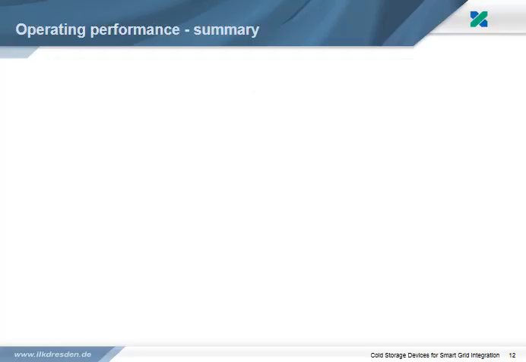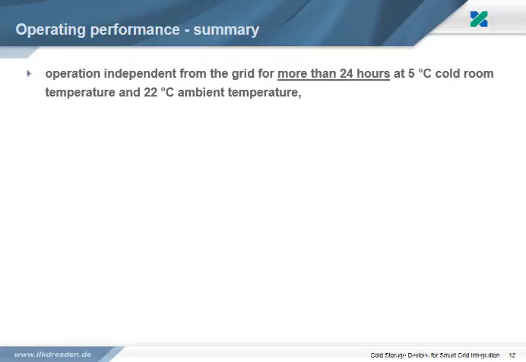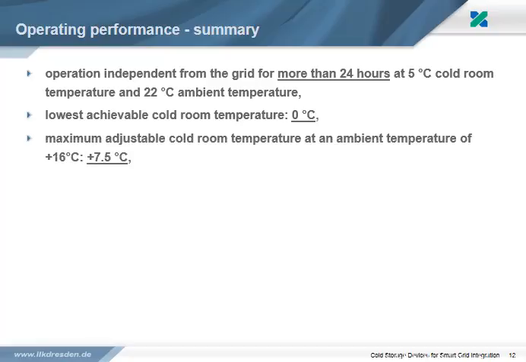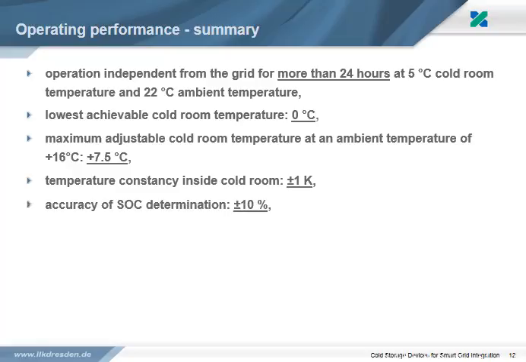The operation performance of the demonstration model can be summarized as follows. The operation is independent from the grid for more than 24 hours at 5 degrees C cold room temperature and 22 degrees C ambient temperature. The lowest achievable cold room temperature is 0 degrees C. The maximum adjustable cold room temperature at an ambient temperature of 16 degrees C, this is also an important parameter, is plus 7.5 degrees C. The temperature constancy inside cold room is about plus minus 1 Kelvin. The accuracy of the state of charge determination we estimated to about plus minus 10%.